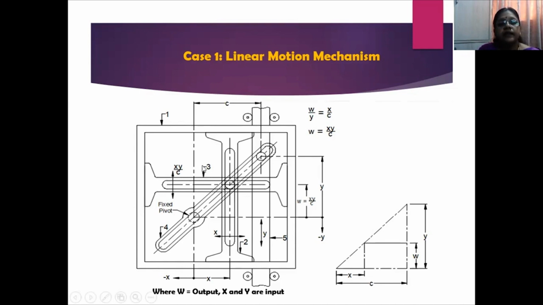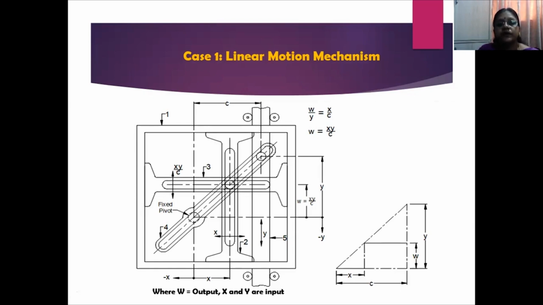Then link 3 will give you the necessary output displacement, that is, in this vertical axis, as W = XY/C. So the W value here is the product of two variables. In order to obtain the product of two variables, this is one type of mechanism that we can design.